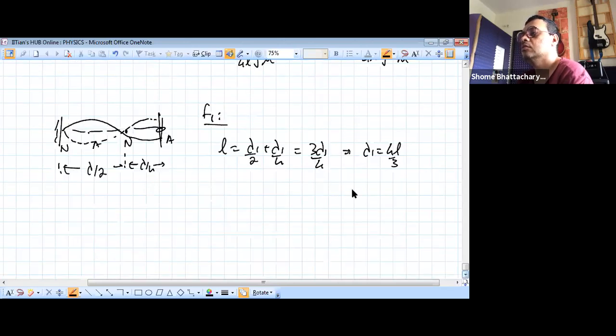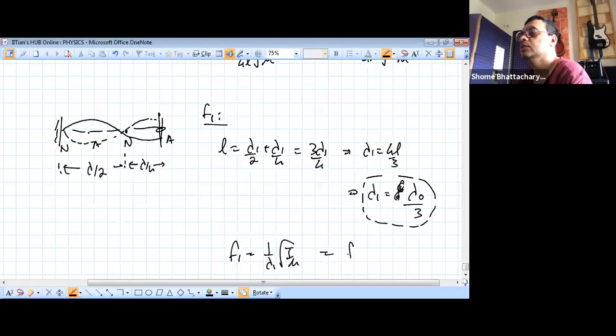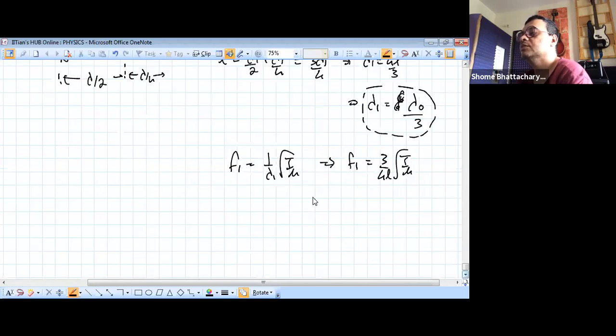Or in other words, lambda 1 is becoming one third of the fundamental mode's wavelength. So that means the frequency will also become 3 times the fundamental. So frequency, which is 1 by lambda 1 into square root of T by mu, will over here become 3 by 4L square root T by mu. So here the first overtone mode is the third multiple of the fundamental.